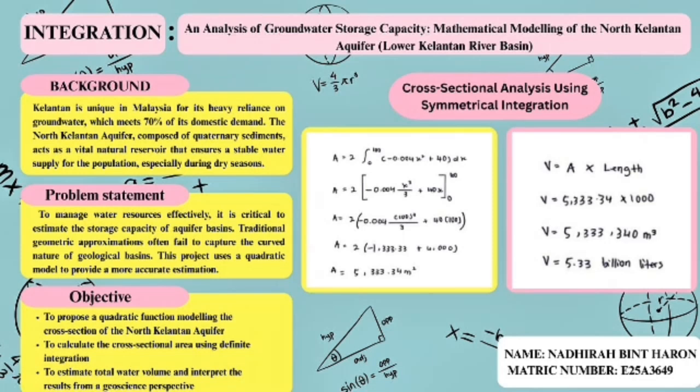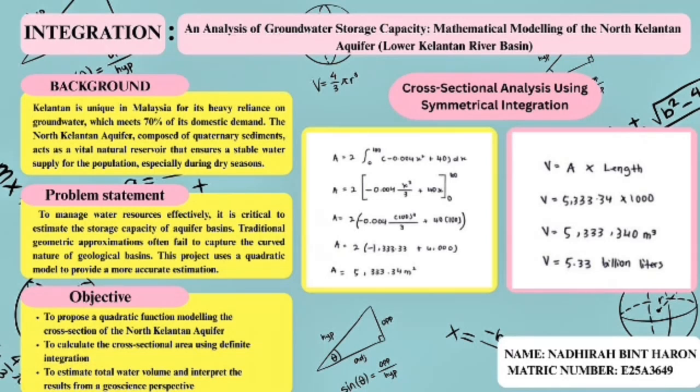Now, let's move to the core of the analysis. While a standard approach might integrate directly from negative 100 to 100, I have optimized the process by using symmetrical integration. Since the aquifer basin is symmetrical, I calculate the area from 0 to 100 and multiply it by 2 to cover both sides. The area A is defined as 2 times the integral from 0 to 100 of the function negative 0.004 x squared plus 40 dx.